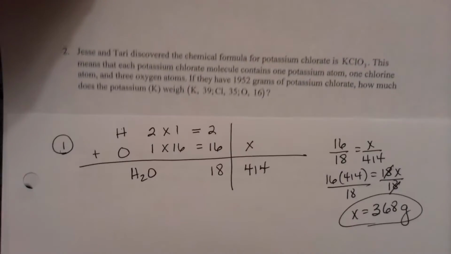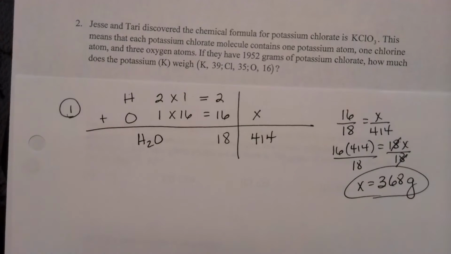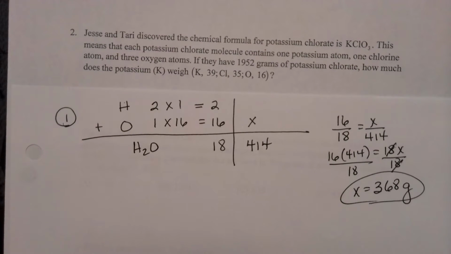Okay, let's look at number 2. It says Jesse and Terry discovered the chemical formula for potassium chlorate is KClO3. This means that each potassium chlorate molecule contains 1 potassium atom, 1 chlorine atom, and 3 oxygen atoms. If they have 1,952 grams of potassium chlorate, how much does the potassium weigh?